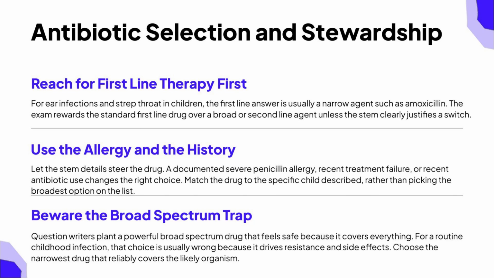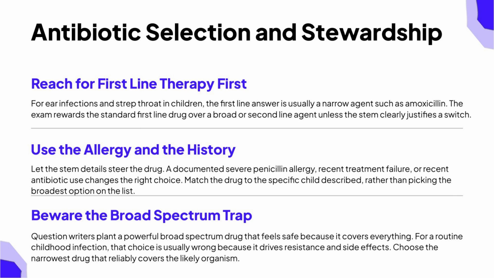First, reach for first-line therapy first. For ear infections and strep throat in a child, the first-line answer is usually a narrow drug such as amoxicillin. The exam rewards the standard first-line agent over a broad or second-line drug unless the stem gives you a clear reason to switch. Second, use the allergy and the history. A documented severe penicillin allergy, a recent treatment failure, or recent antibiotic use can change the right choice, so match the drug to the specific child described rather than grabbing the broadest option. Third, beware the broad-spectrum trap. Question writers love to plant a powerful, broad-spectrum drug that feels safe because it covers everything.